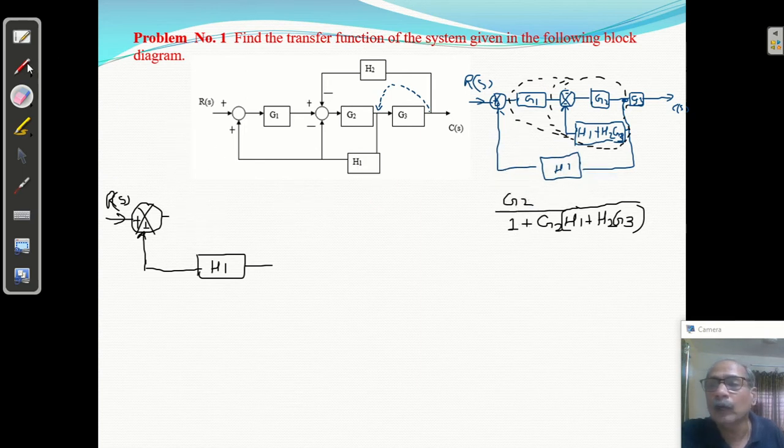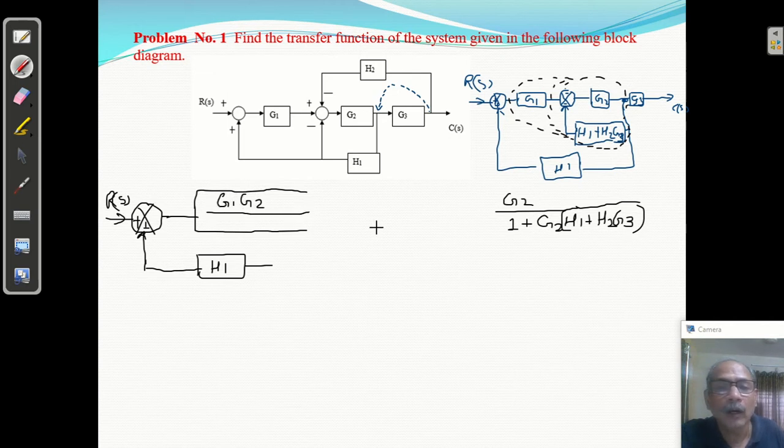Okay, so I'm getting one block here. What is the value of G1 into G2? G1 into G2, because it is cascade, upon 1 plus G2 H1 plus G2 G3 H2. Okay, so I got this, and it is forming a feedback loop.